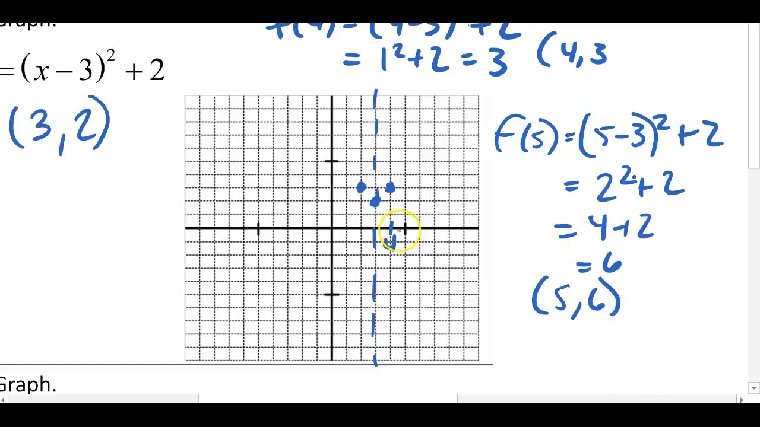So go ahead and graph that point, 5, go up to 6, and then this is 2 to the right from the middle, so then the other point will be 2 to the left from the middle. And then that's all I need to graph the parabola. And try to make it as nice and smooth as you can with a nice shaped U.